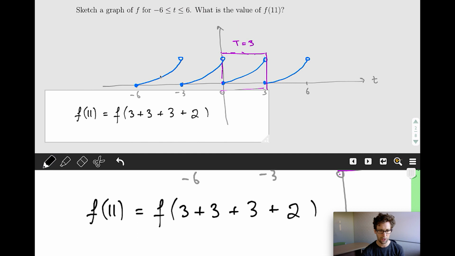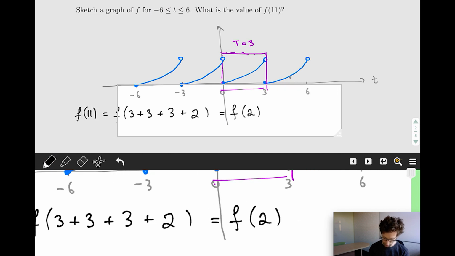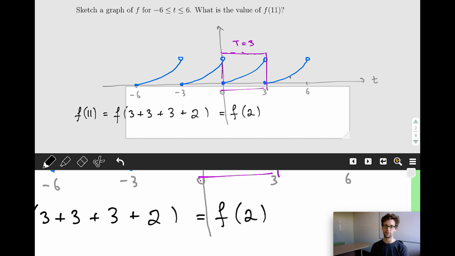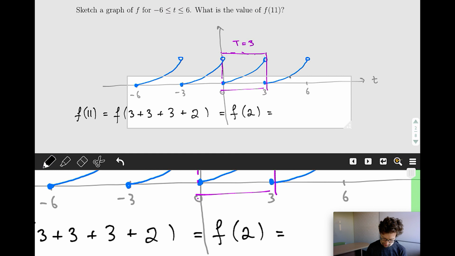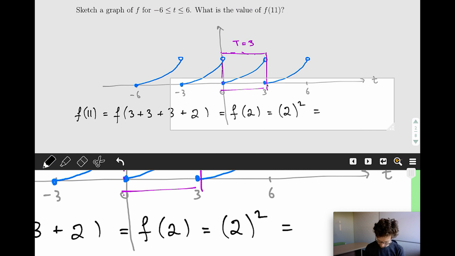If I was here and I shifted over by 3, I wouldn't change the value of my function. Again, I wouldn't change the value of my function, and I wouldn't change the value of my function. So each of those shifts of 3 gives no change to my value of my function. The only thing that actually matters is the thing that's left over, f of 2. Now that value, 2, lies between 0 and 3, which is the original interval that I had. So I can use the original function, which was t squared between x is equal to 0 and x is equal to 3. So I've got 2 squared, which is equal to 4.